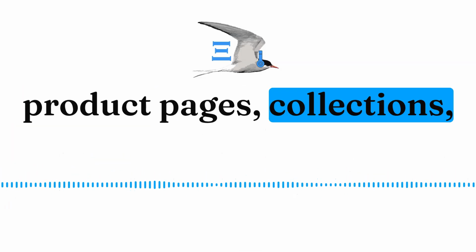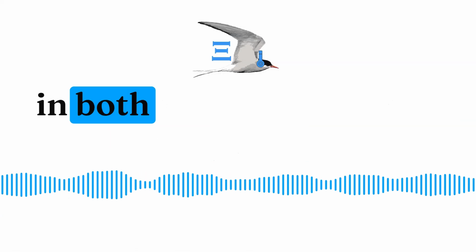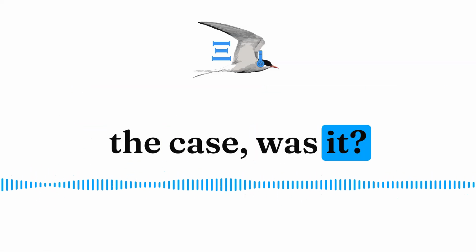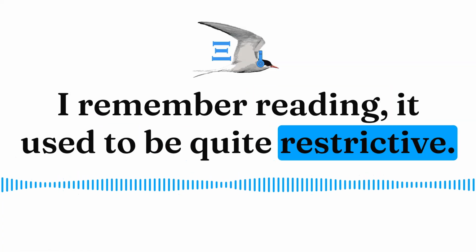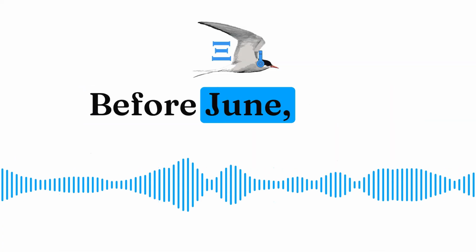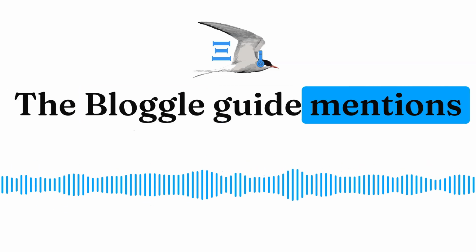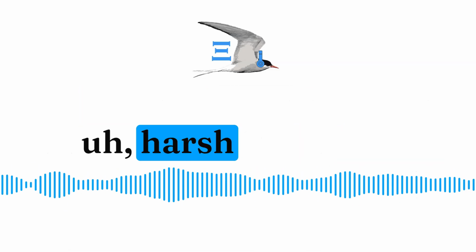Your product pages, collections, blog posts, that's covered in both their official docs and the Bloggle guide. Interesting, though, that wasn't always the case, was it? I remember reading it used to be quite restrictive. That's right. Before June 2021, you couldn't touch it. Shopify controlled it completely. The Bloggle guide mentions this actually led to some harsh criticism.